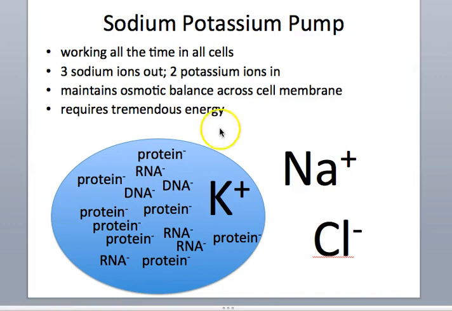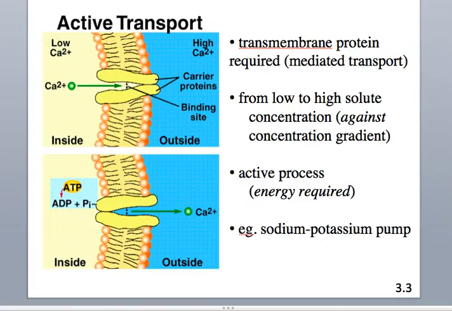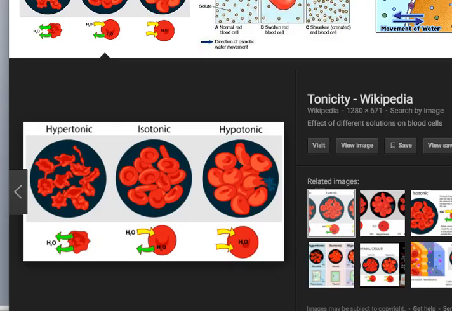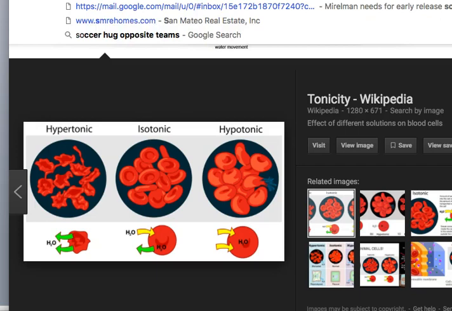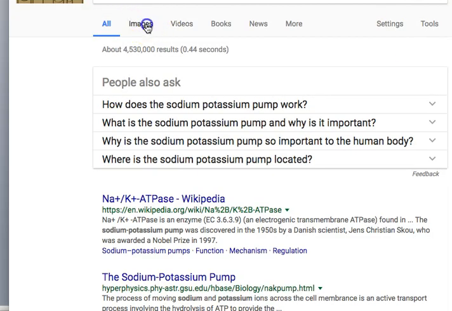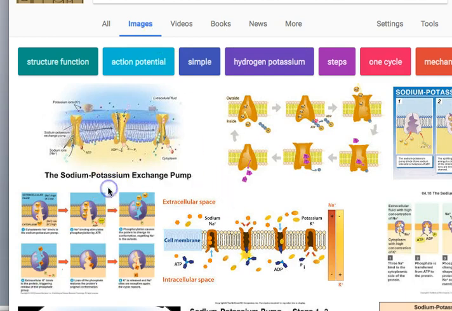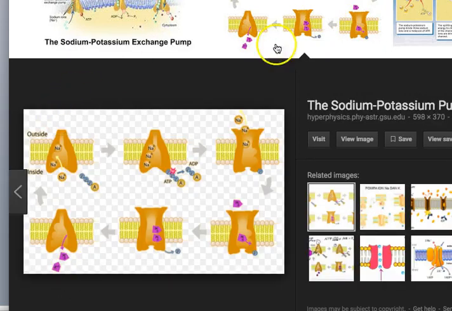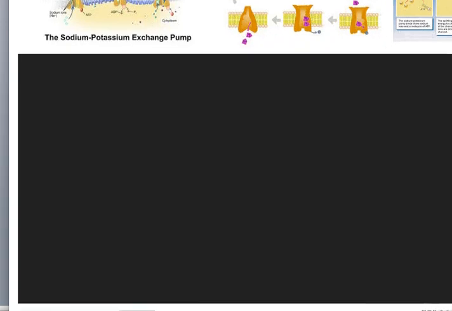So in order to do that, you have this sodium potassium pump. Let's see if this is better. Nope. I don't have a good picture of it right here. Let's see if I can find a good one. Sodium potassium pump. There we go. All right. Usually I draw this on the board.